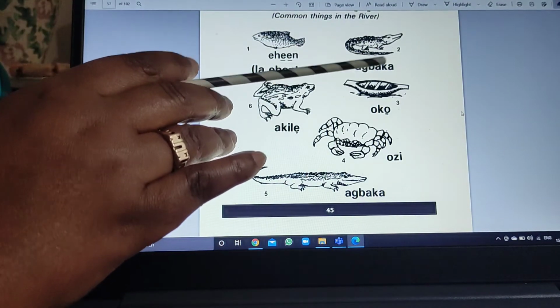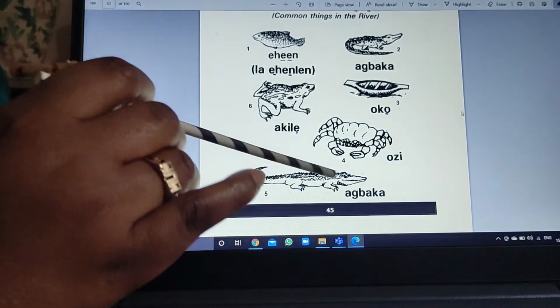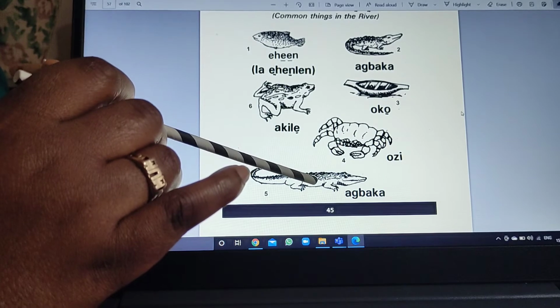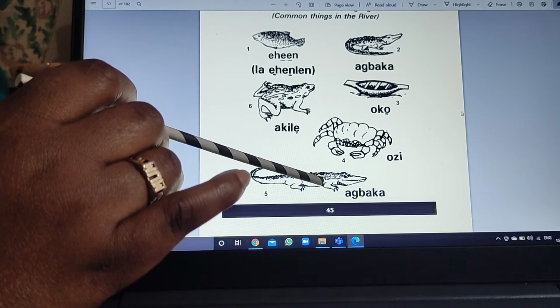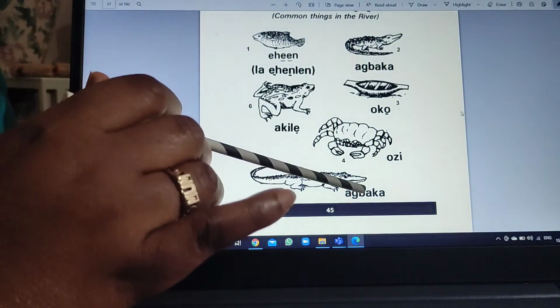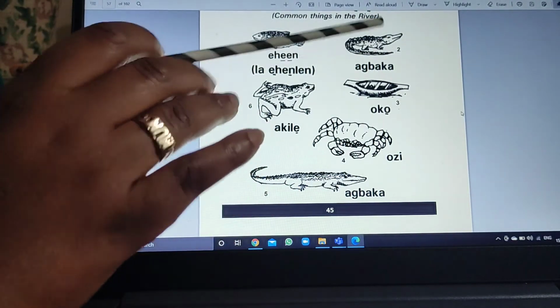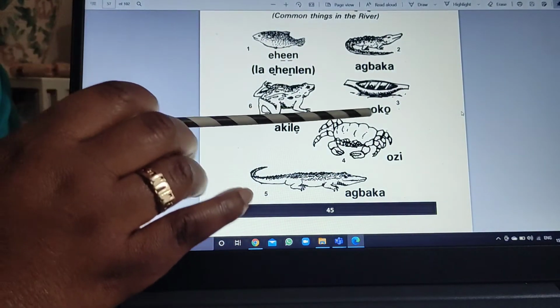Then agbaka, which is agbaka here. Both crocodile and alligator, they are the same family, so they are both called agbaka in Esan. So I hope you get that.